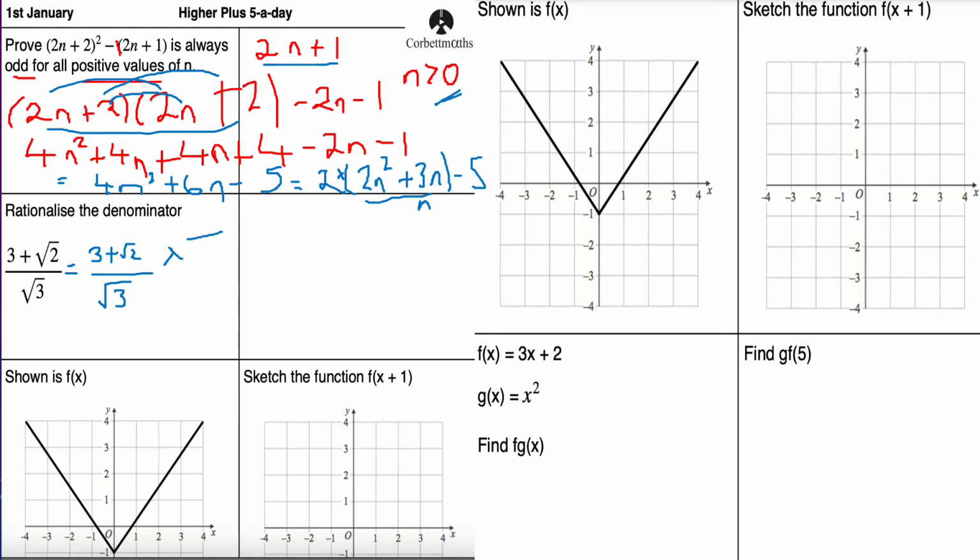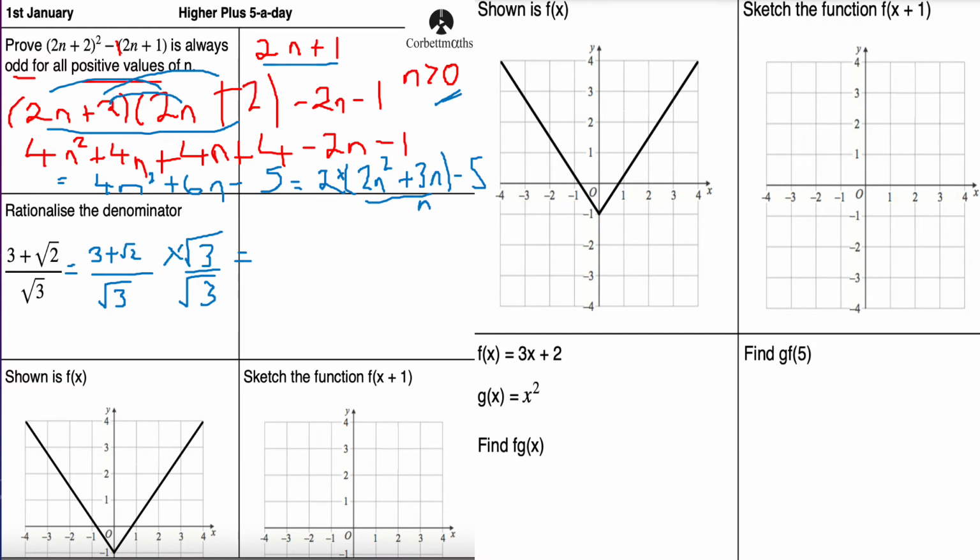But in this case, I'm going to write 1 as root 3 over root 3. Anything divided by itself is always 1. So I'm essentially multiplying this by 1, but I'm representing 1 in the form of root 3 over root 3. And it's going to become clear in a second why I've multiplied top and bottom by root 3.